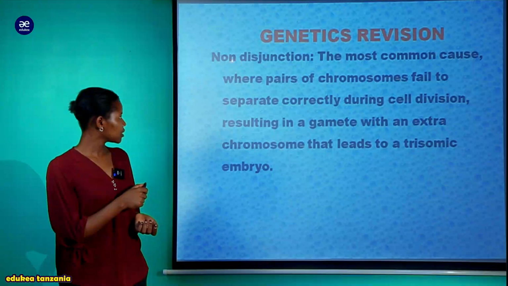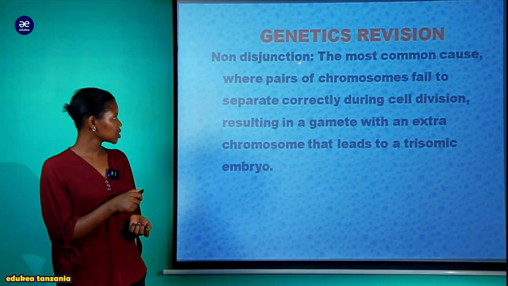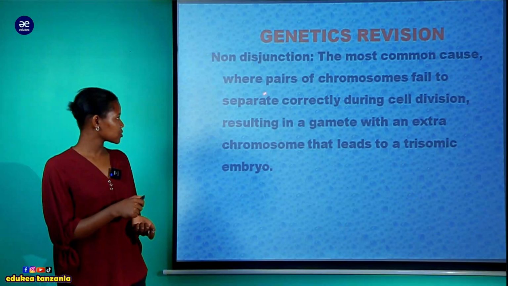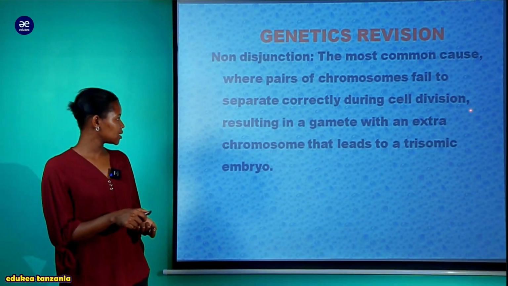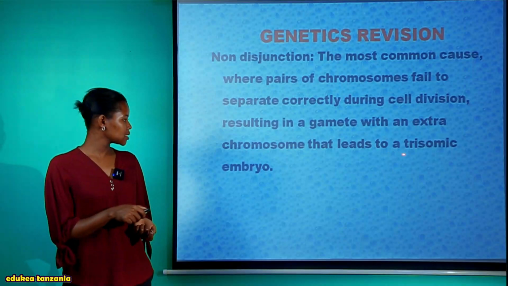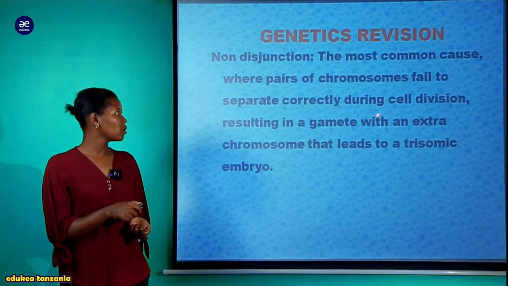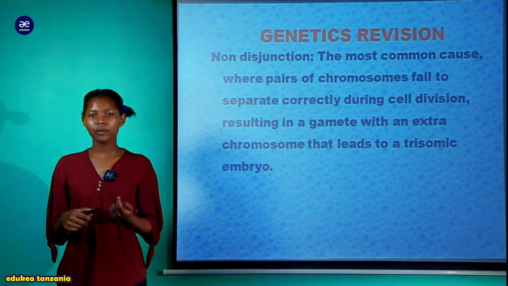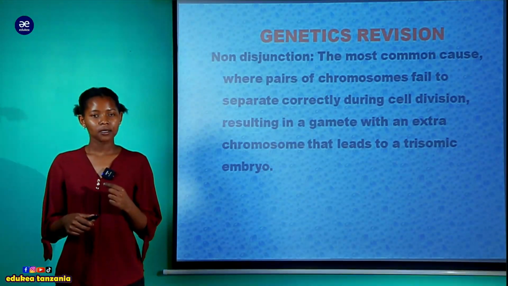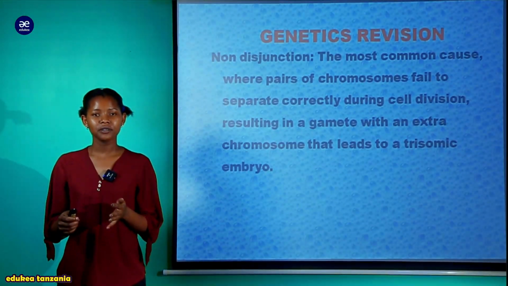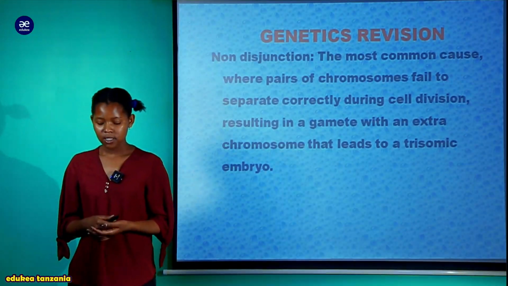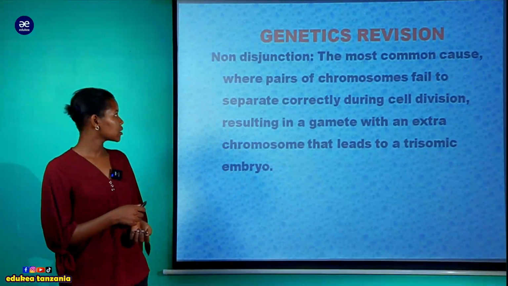As you can see, the first one is non-disjunction, the most common cause, where pairs of chromosomes fail to separate correctly during cell division, resulting in a gamete with an extra chromosome that leads to a trisomic embryo. Kwa tunakuja kwenye non-disjunction, ambako kwenye non-disjunction ni pale ambako zile chromosome zina fail kudivide, zina fail kuachana kwenye junction yake. That is all about non-disjunction.